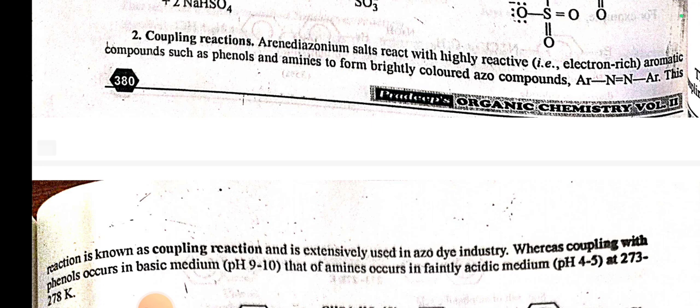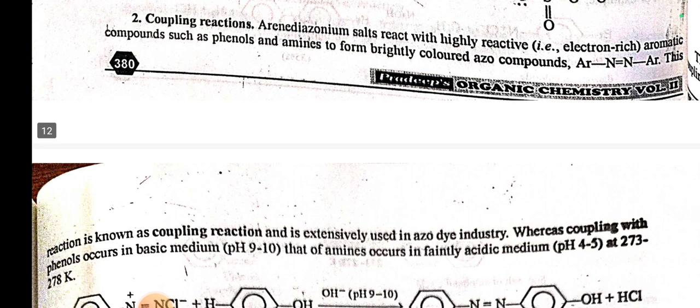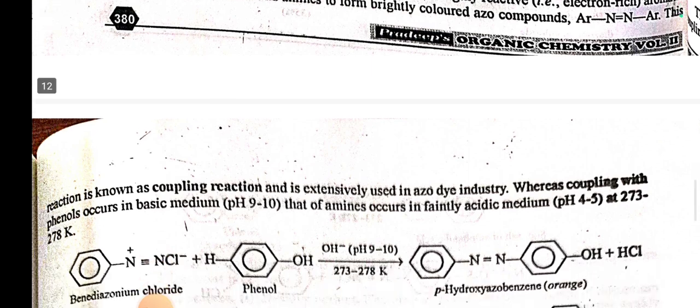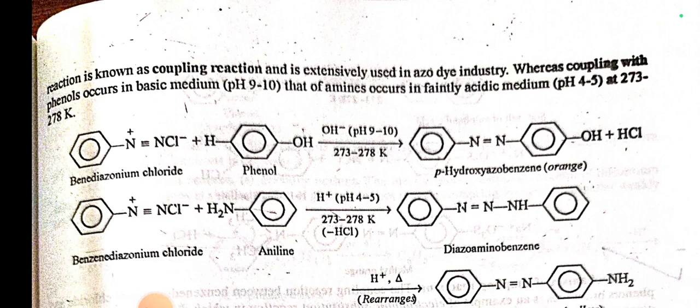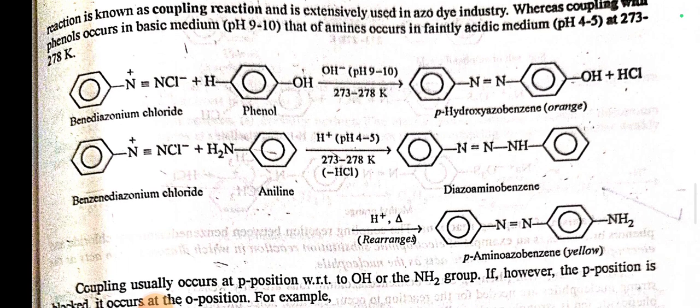Number 2. Coupling reaction. Arene diazonium salt react with highly reactive electron-rich aromatic compounds such as phenol and amine to form brightly colored azo compound, Ar-N=N-Ar. This reaction is known as coupling reaction and is extensively used in azo dye industry. Whereas coupling with phenol occur in basic medium, pH 9 to 10, that of amine occur in weakly acidic medium, pH 4 to 5 at 273 to 278 Kelvin.